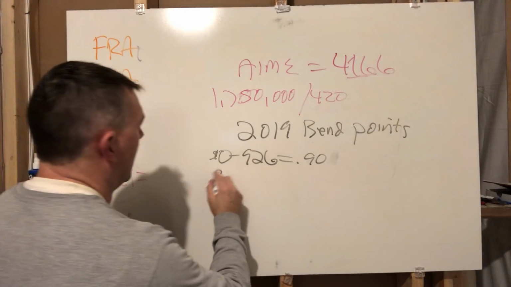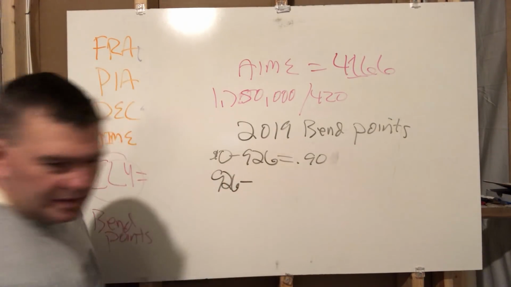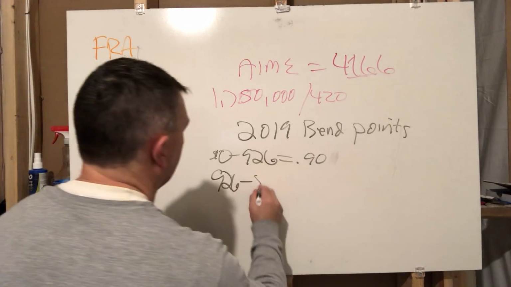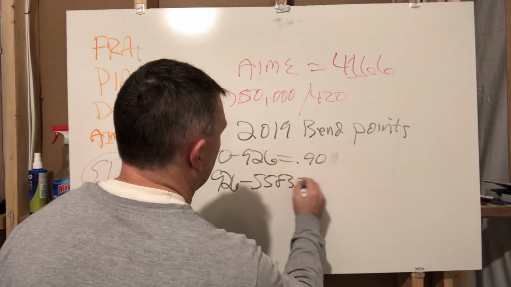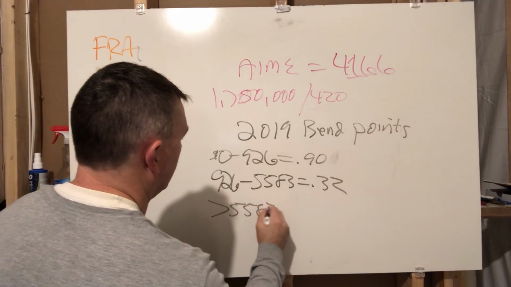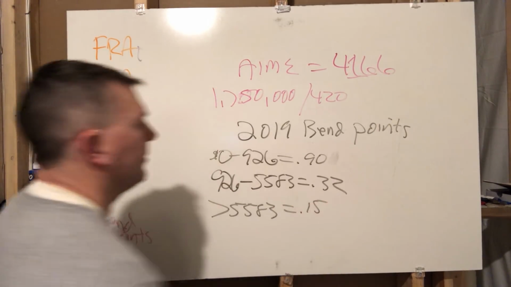All right, 926 to, I think it's 5583 equals 0.32, and above 5583 equals 0.15.